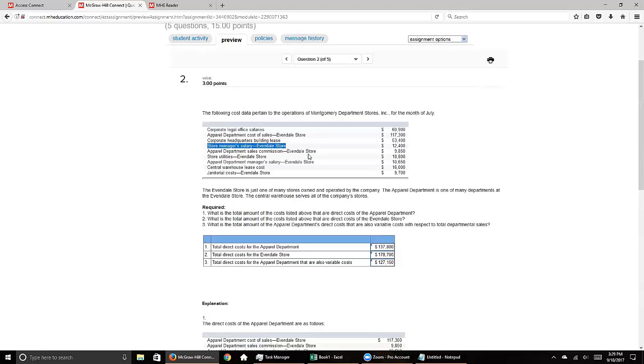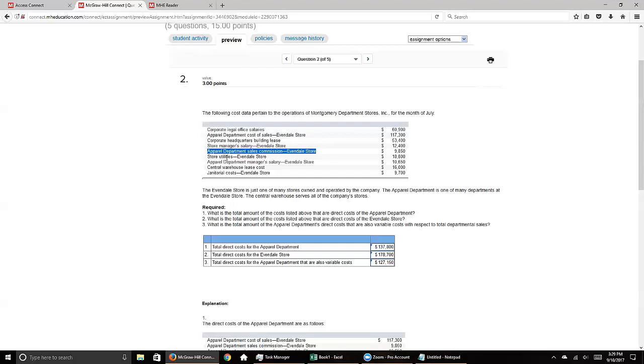Okay. And then again, if we look at something that's direct for the apparel department, sales commissions within the Evendale store, now that particular cost is direct for both of those cost objects, right? It's direct with respect to apparel because it is commissions within the apparel department itself. And it's also direct with respect to the Evendale store because we're talking about sales folks that only operate in that same store.